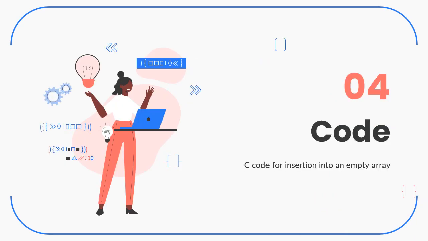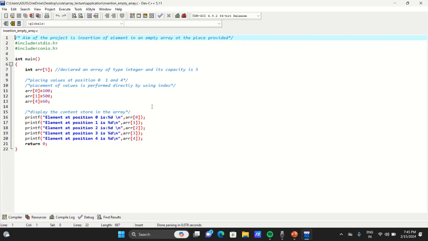Let's look at an example to insert an element in an empty array. Here is an example of inserting an element into an empty array in the C programming language. We begin by declaring an integer type array of size 5. Since the array is only declared and not initialized, it does not contain any values and is completely empty at the beginning. In the next 3 lines, we perform the insertion of data at different indices in the array. We insert 100 at index position 0, 500 at index 1 and 60 at index 4. We then execute the program and observe the result, which are displayed using 5 printf statements.